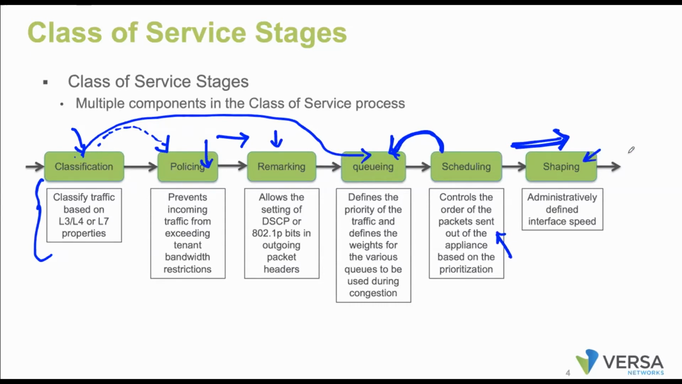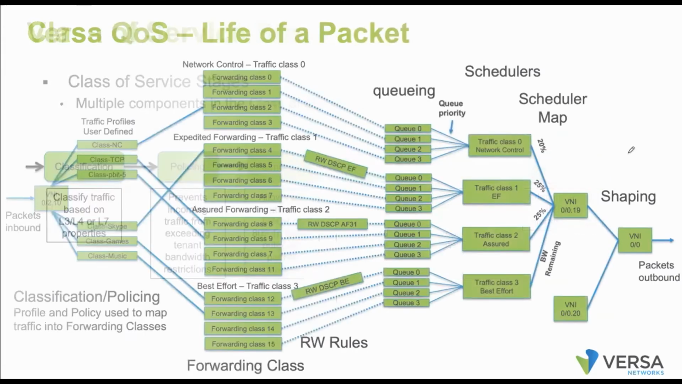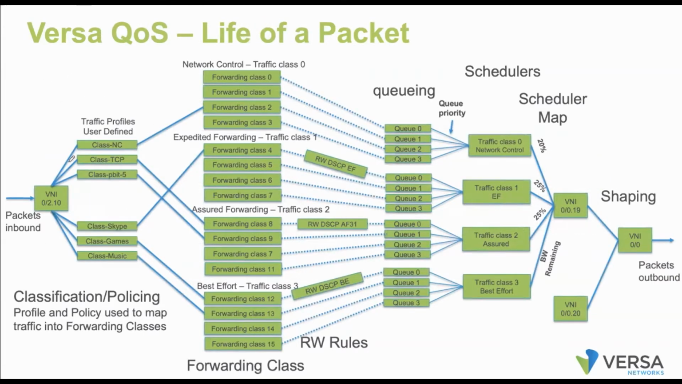If you look at the life of a packet on Versa appliances, what is going to happen? Assume this is your incoming interface, and this is your outgoing interface. The physical interface is VNI 0/0. To this physical interface, we have two sub-interfaces: one is 0/0.19 and the other one is 0/0.20.